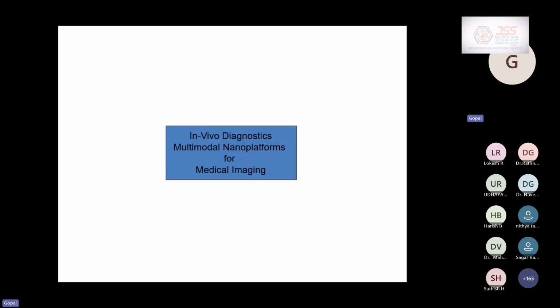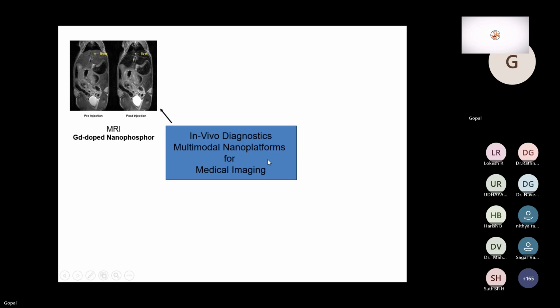Okay, then in vivo diagnostics of nano platforms, medical imaging, then Gd-doped nanophosphor.